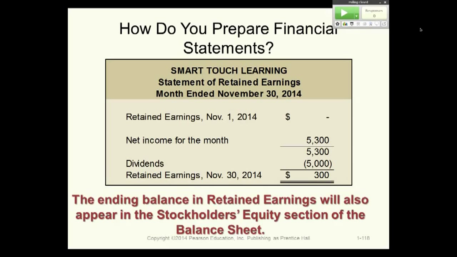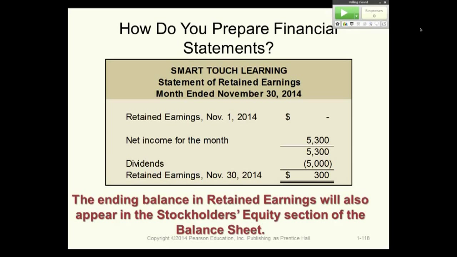So you started with no retained earnings because you just started your business. You earned $5,300 in income. You took $5,000 out of the business as a dividend, and the $300 is your ending balance. So you start next month with the 300 beginning balance of retained earnings. And one of the things you'll find out is that the ending balance of one period becomes the beginning balance of the other for balance sheet accounts.